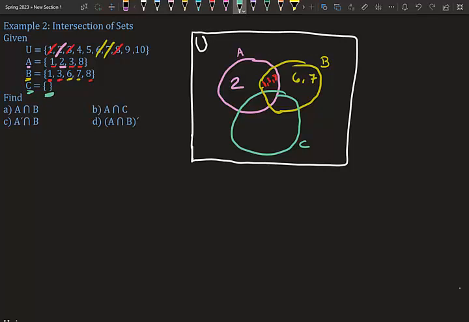Do you notice in the C set, there's emptiness? The entire green bubble is empty. Now, what's left over in the universal set? That goes inside the box. So what's left over is 4, 5, 9, and 10. All right, now that we have our Venn diagram filled out, let's go ahead and answer A, B, C, and D.